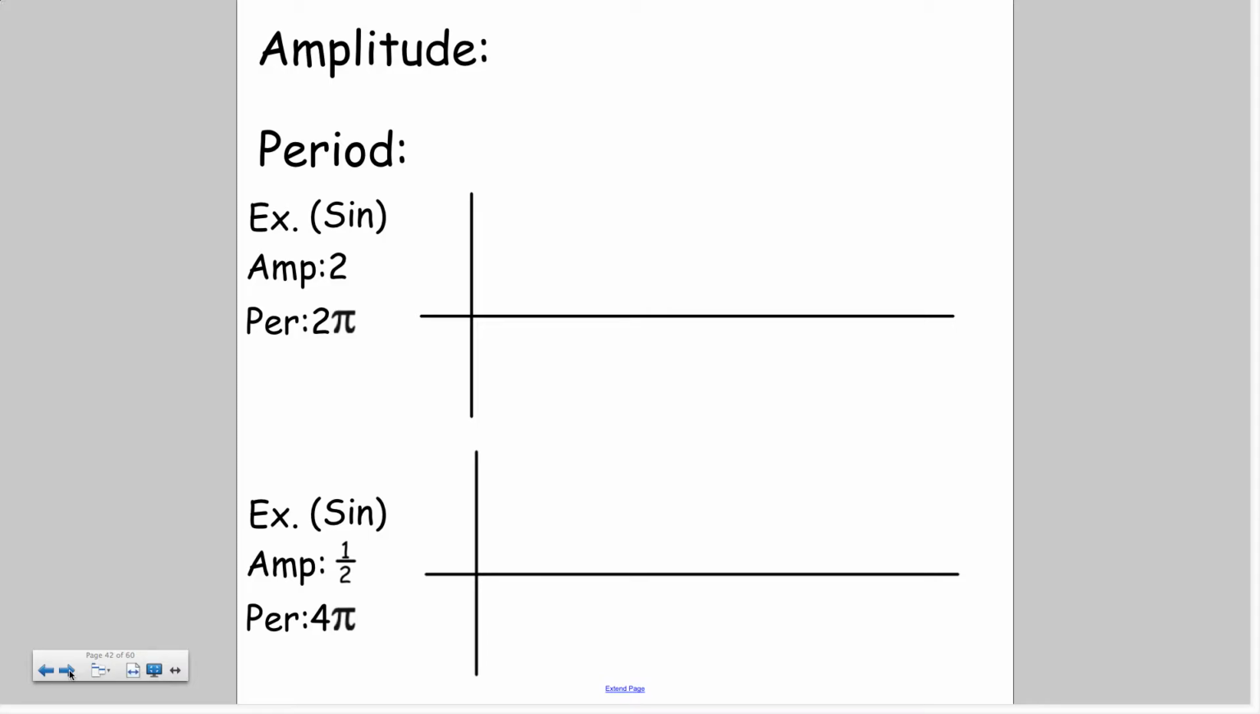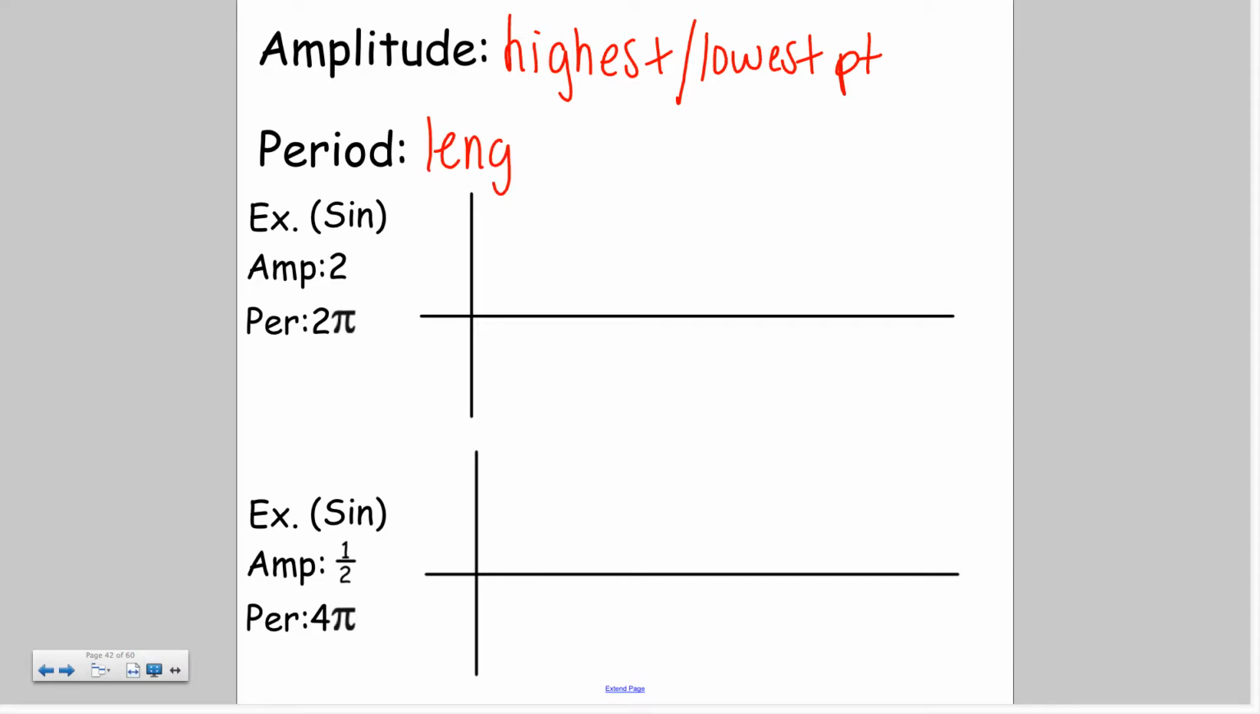All right, to actually graph sine and cosine, you're going to need to know the amplitude and the period. The amplitude is the highest and lowest point. The period is the length of one wave. So, we're talking about sine, that would be a wave. That would be a period from the start to the end of one chunk of the graph. So, for example, if your parent function is sine, and you're given the amplitude is 2 and the period is 2 pi.